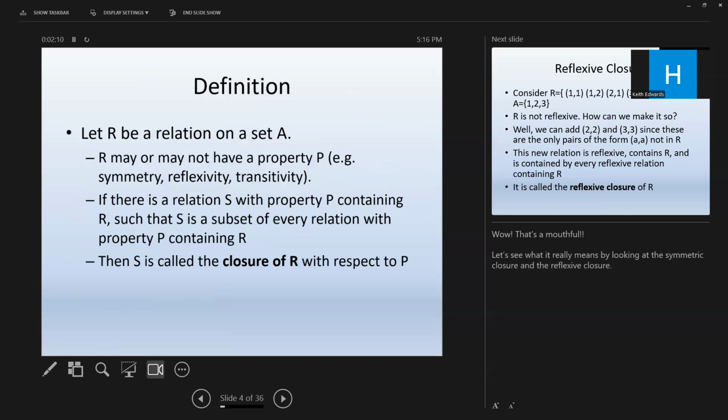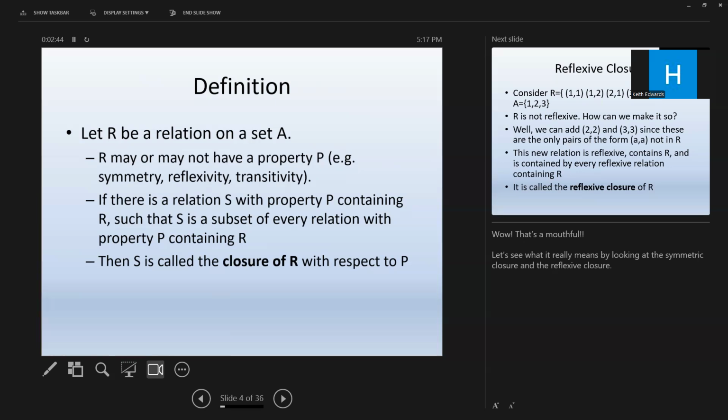So let's talk about closures. Let R be a relation on a set A. R may or may not have a property P, and the properties we've discussed are symmetry, reflexivity, and transitivity, and anti-symmetry, a little bit less, but we've also discussed that. If there is a relation S with the property P containing R, such that S is a subset of every relation with property P containing R, then S is called the closure of R with respect to P. And this definition is kind of a mouthful.